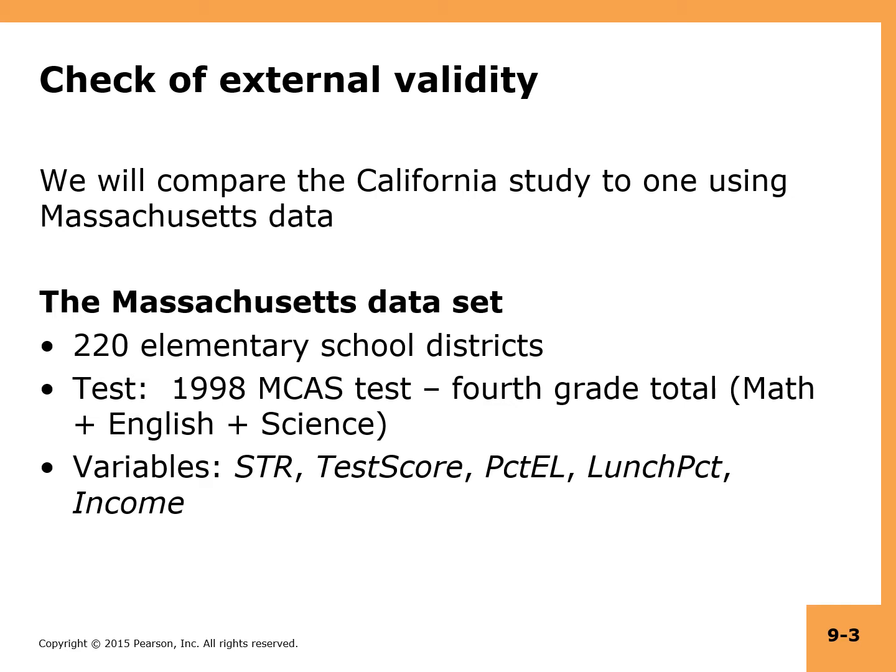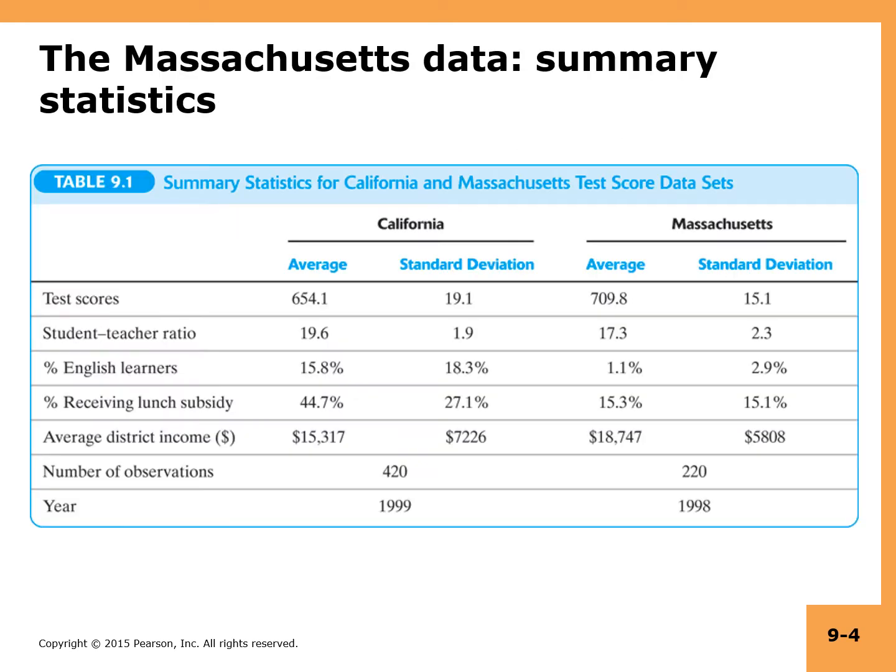The Massachusetts data set consists of 220 elementary school districts, and it includes variables such as student to teacher ratio, test score, percentage of English learners, percentage of students who are on reduced lunch, and the district income. Here's a summary statistics of data sets from California and Massachusetts.